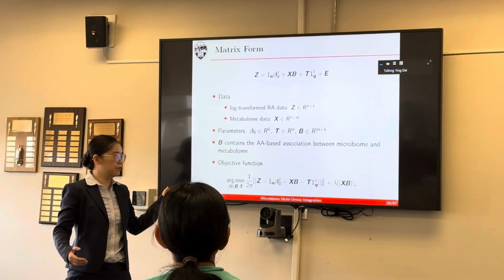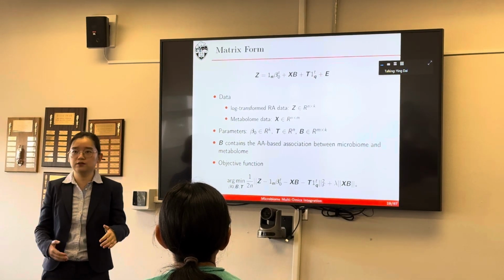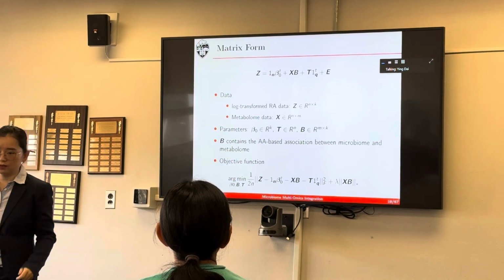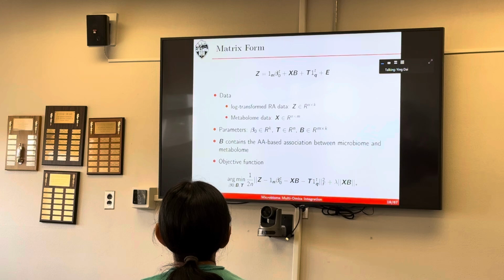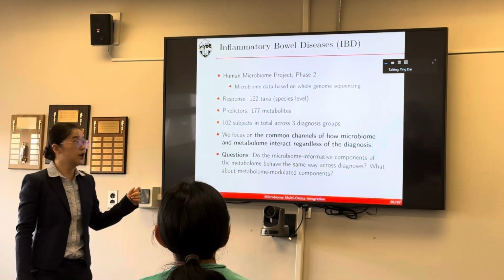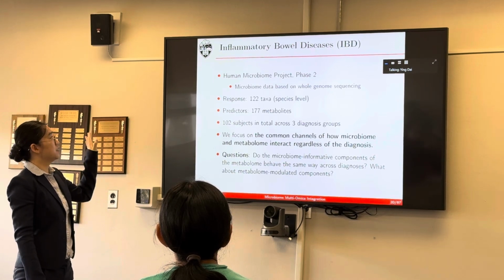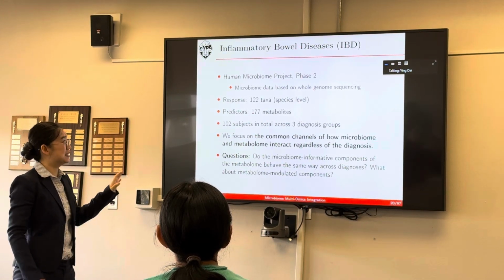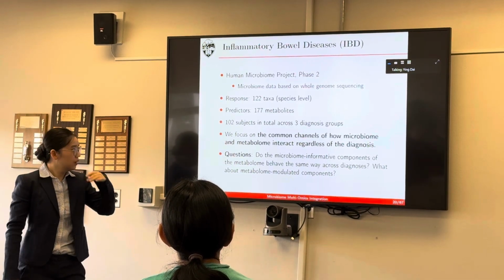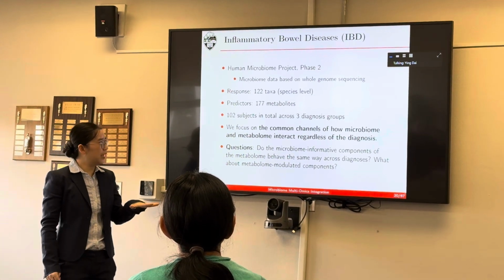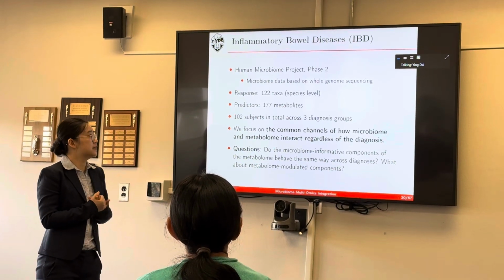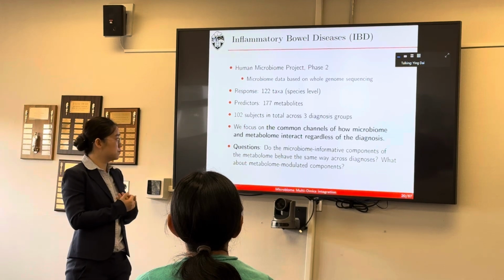And we also came up with the iterative algorithm and also proved that the algorithm converged to a global optimum as well for that project. And we applied this type of model to the Human Microbiome Project, phase 2. And it's basically the inflammatory bowel disease data. And the microbiome data was based on whole genome sequencing. And after some data cleaning, we end up with 122 taxa under the species level, and then 177 metabolites.